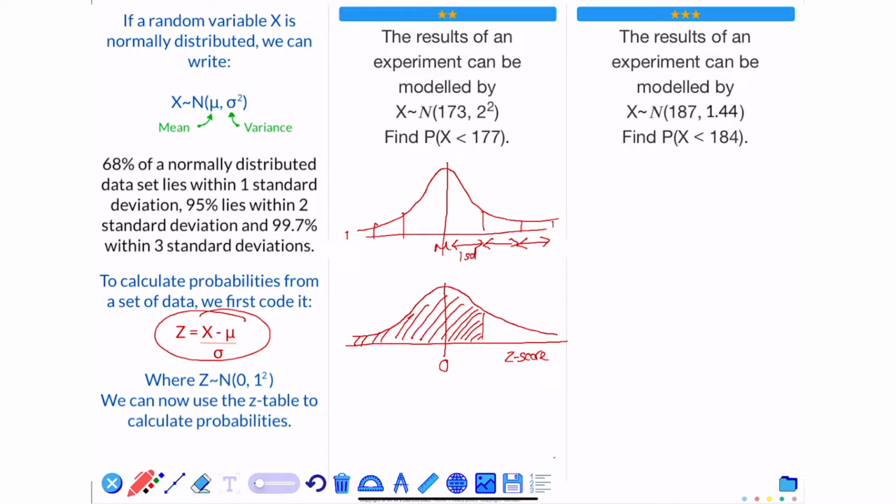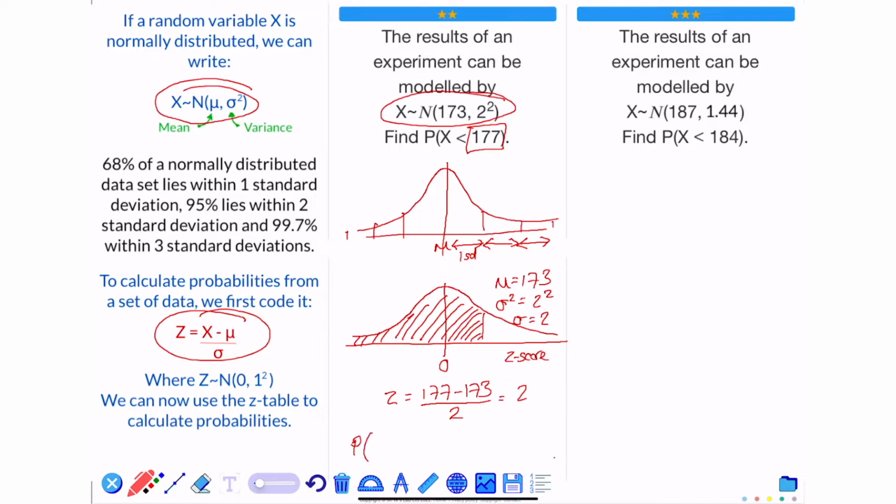Looking at the notation that I've been given in the question, I can see that it matches very similarly the example on the left-hand side, that the mean is 173, and although the variance is 2 squared, the standard deviation is 2. The variable value in this case is 177, so I can work out the z value, which is 177 take away 173, all divided by the standard deviation, which is 2, and this gives me a value of 2.